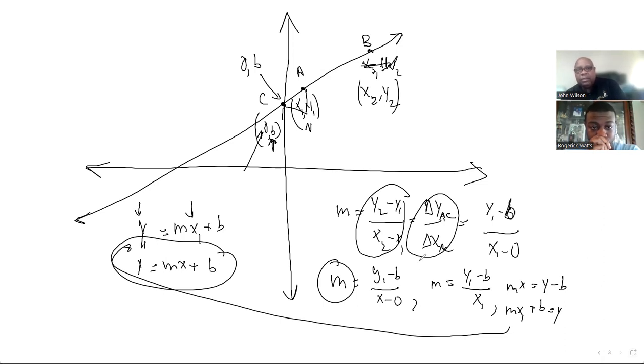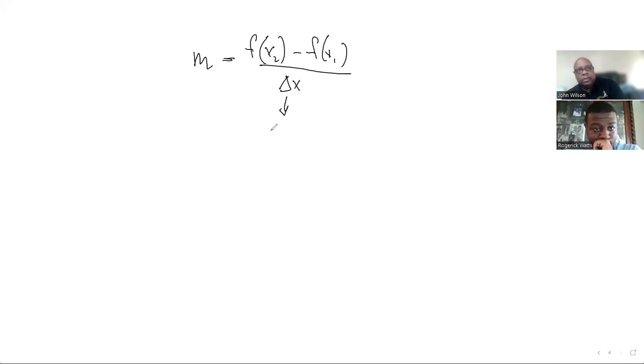It goes back to the definition of a slope. So I'm going to the next page. As we said before, the slope was f of x2 minus f of x1 all over delta x, and delta x really is x2 minus x1. Let's look at that graphically.